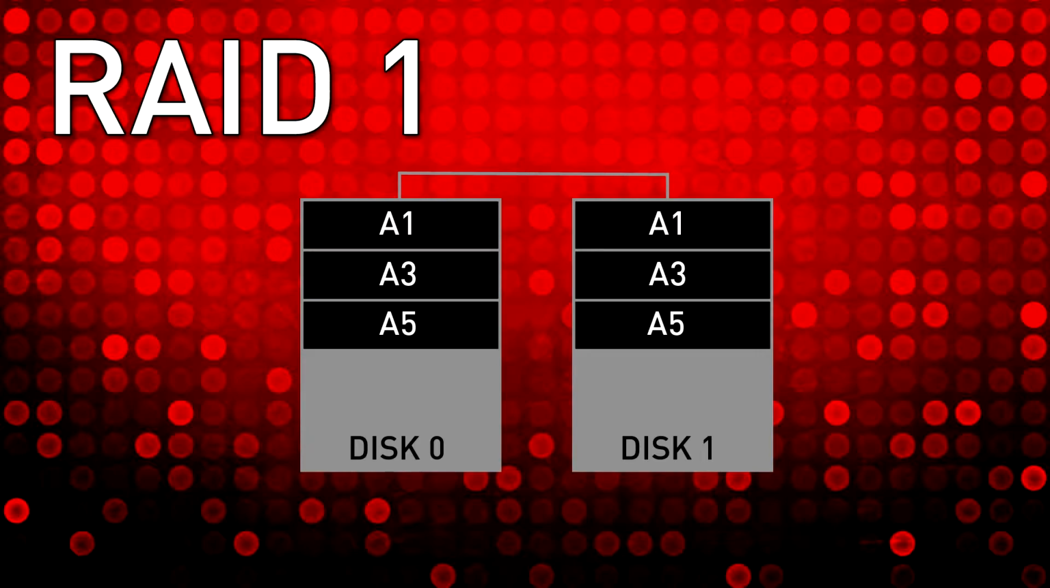RAID 1 utilizes data mirroring. During data mirroring, the data is written to 2 or more drives. This allows any drive in the array to access the data when requested. It also creates a redundant array, allowing one of the drives to fail and still allowing you to retain all the data. The size of the volume is only as big as the smallest drive in the array. For example, if you have a 500 GB and a 1 TB drive in your RAID 1, your total volume will only be 500 GB.